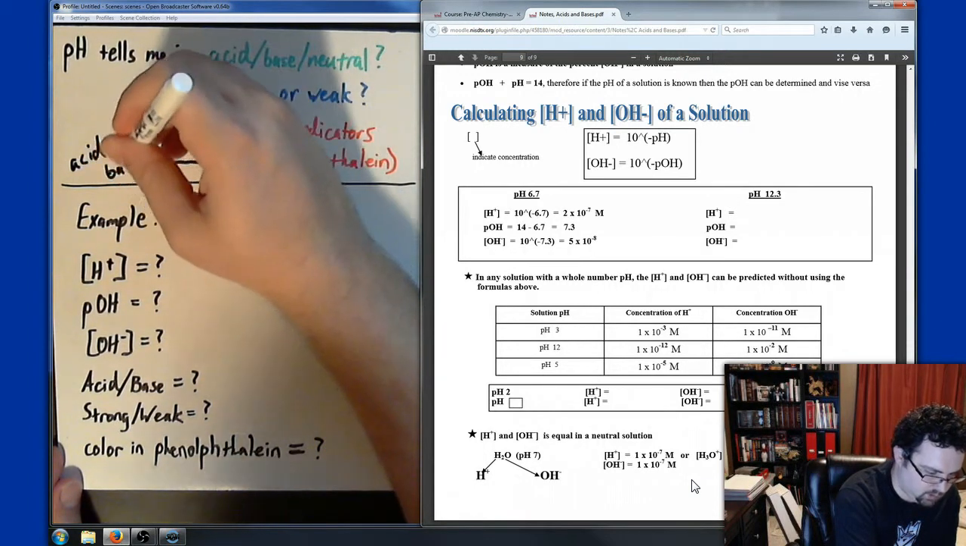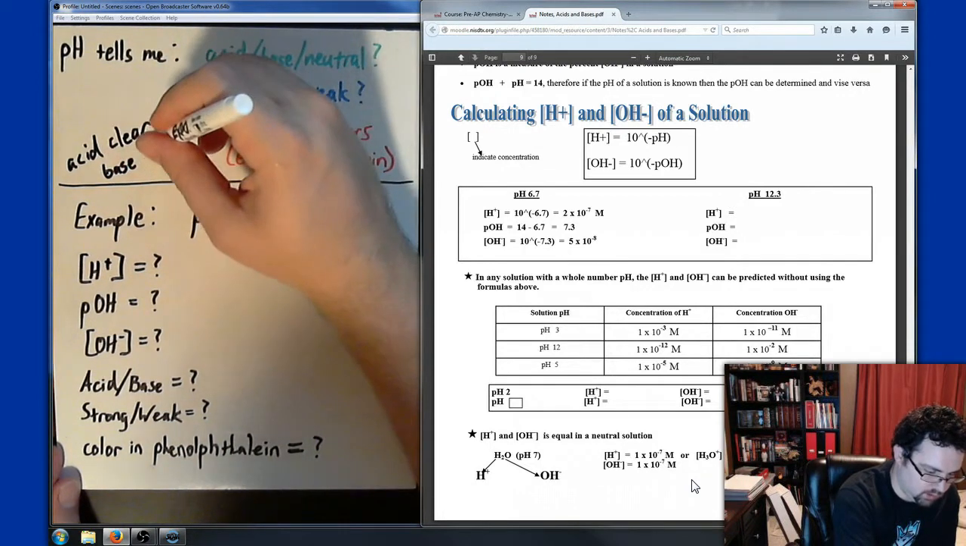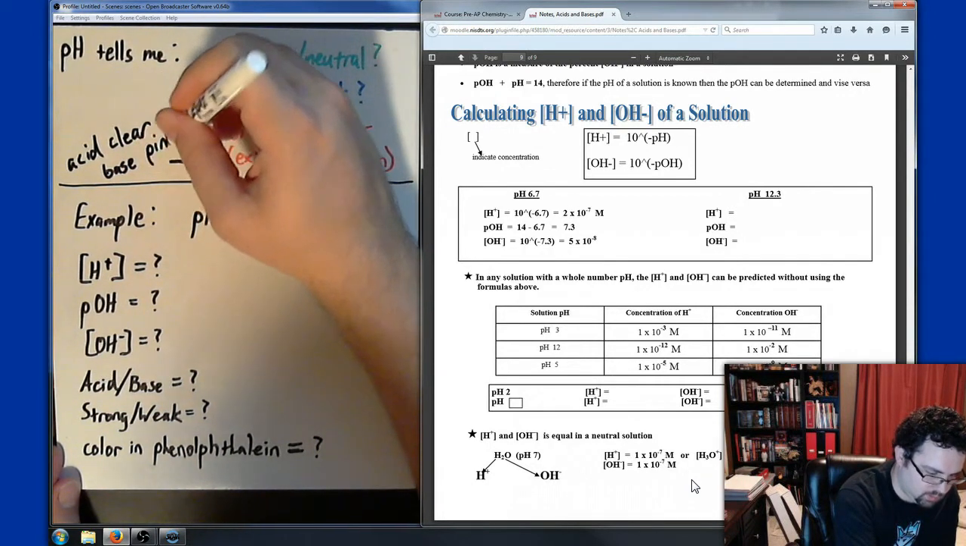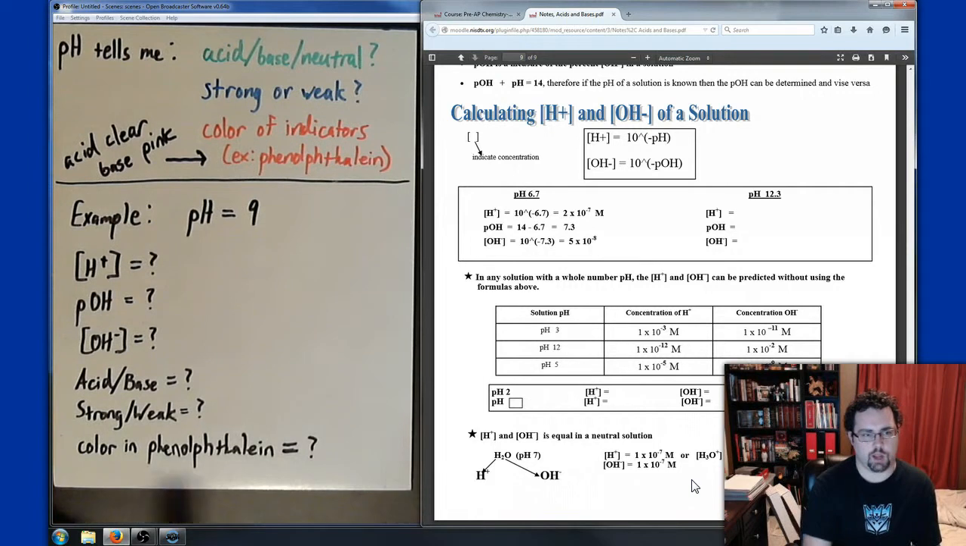In a base, anything above an 8.0, it's going to be pink. Okay, so for example, what if I have something with a pH of 9? All right, let's figure out everything else.